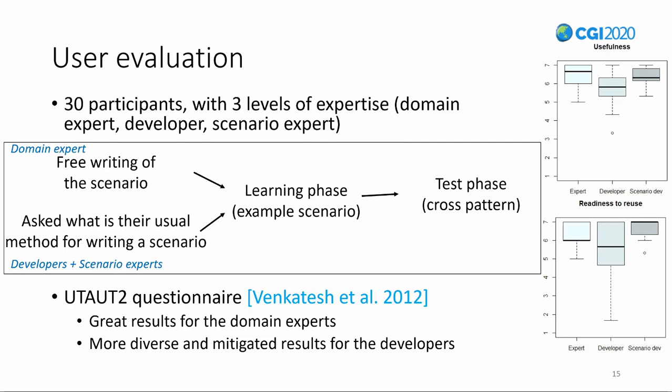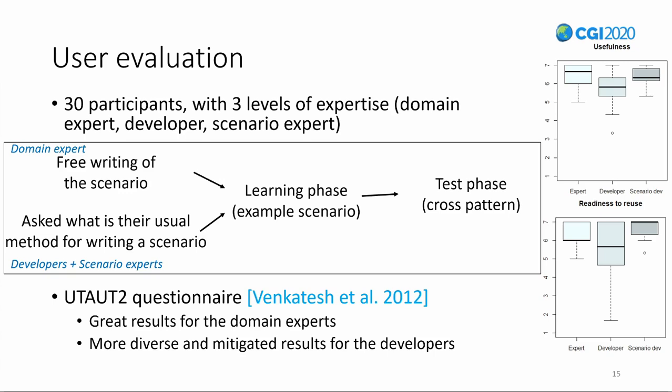During the experiment, the domain experts were asked to model a scenario in any way they wanted, while the 2 other groups were only asked how they would do it. We assumed in this case that they already had some experience in creating a scenario before for their own needs. Then the participants tried the tool with first a simple example based on the simplified version of the scalpel scenario, and finally they were asked to create the cross-pattern scenario without any help. They were not guided at all during this last part.